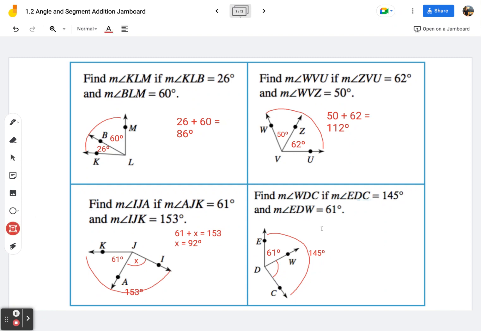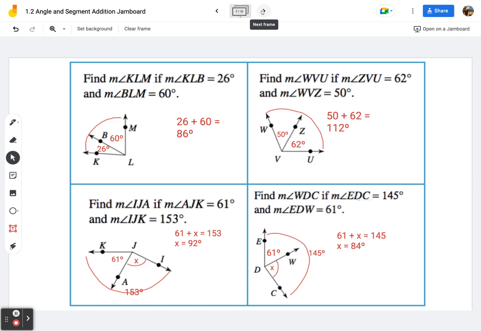So once again, we can write an equation. Well, first let's label this as our unknown. We can call it x again. And now we can write our equation that part plus part is equal to whole. And then when I go to solve for x, I'm going to subtract 61 from both sides, giving me 84 degrees. Once again, double checking. If this were 84 degrees and that is 61, it makes sense that the whole is 145 degrees.